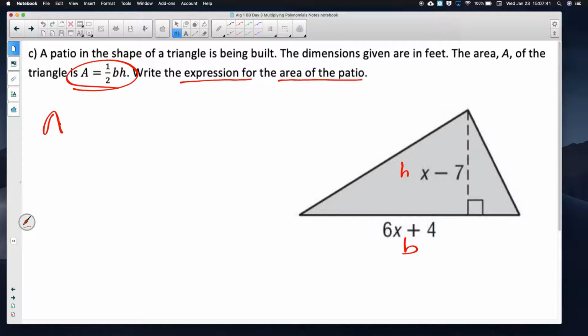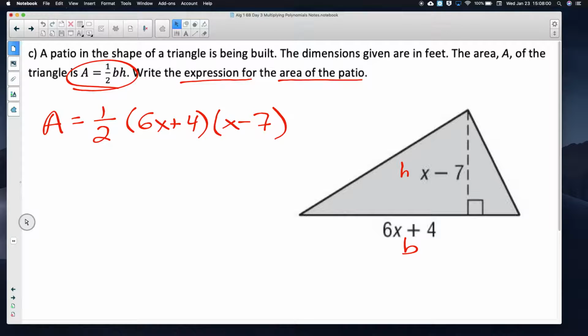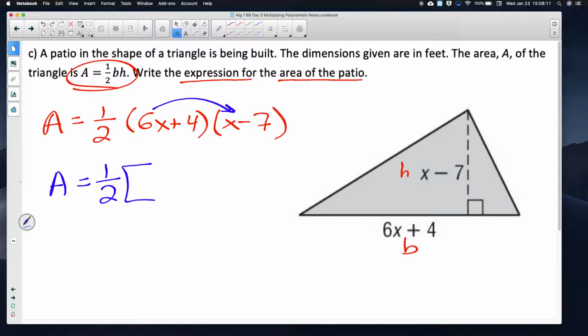So I've got area is equal to 1/2 times the base, which is 6x plus 4, times the height, which is represented by x minus 7. So this looks very similar to what we were doing on the previous slide. I still need to multiply these two binomials together. So I need to distribute this. Before I do that, I'm just going to drop this. Area is equal to 1/2. And now I'm going to simplify this multiplication.